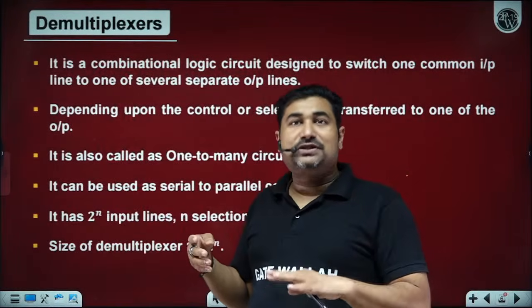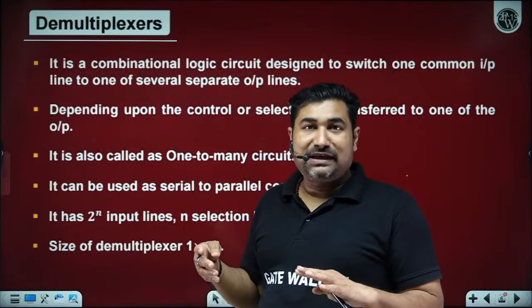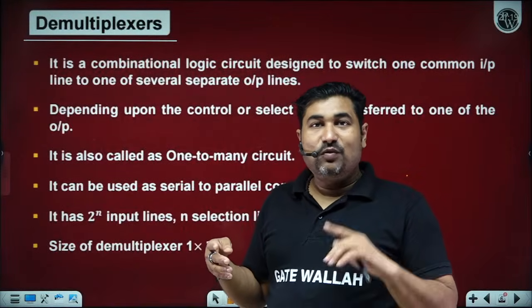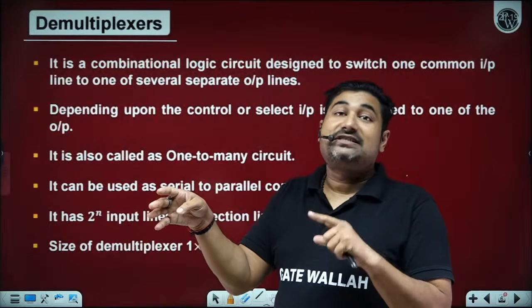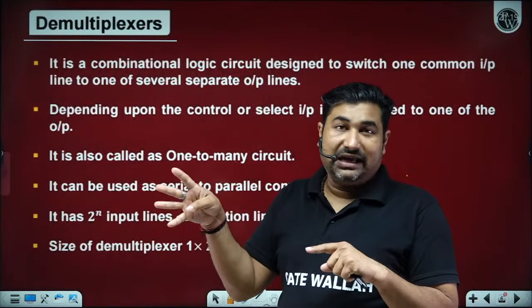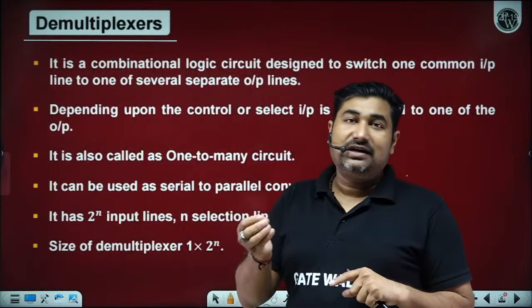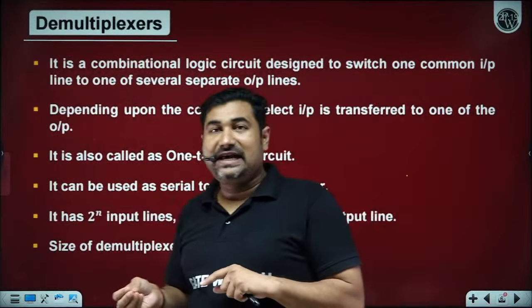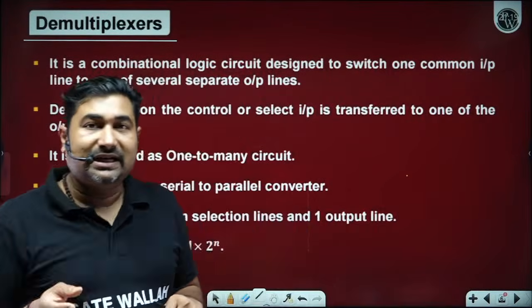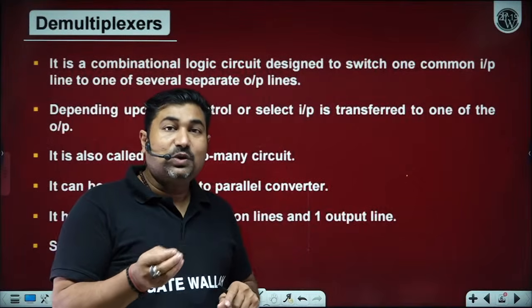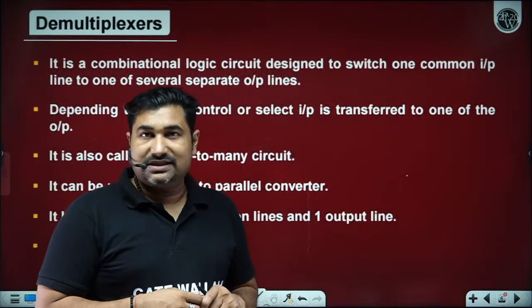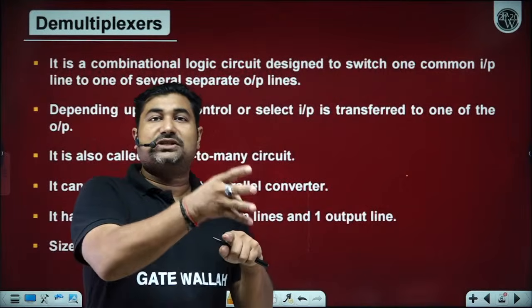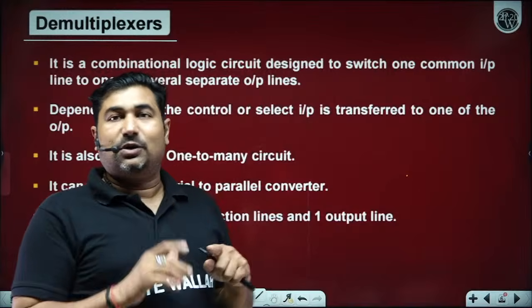Demultiplexer is just opposite to this. In demultiplexer, we have one input and multiple output. Input is transferred to one of the output line depending upon select or control. So this is also called a one-to-many circuit or data distributor. Is it okay? Because the one data is going to distribute onto the desired output pin.